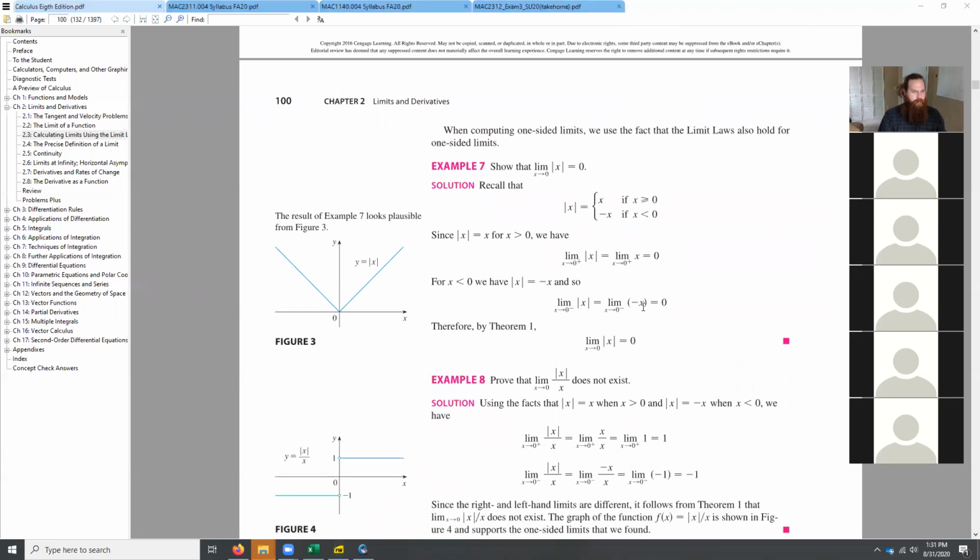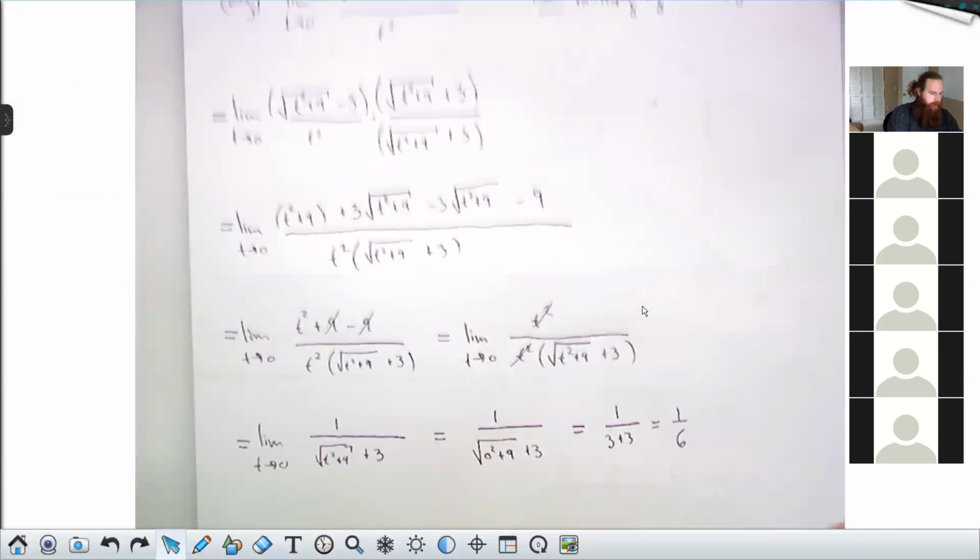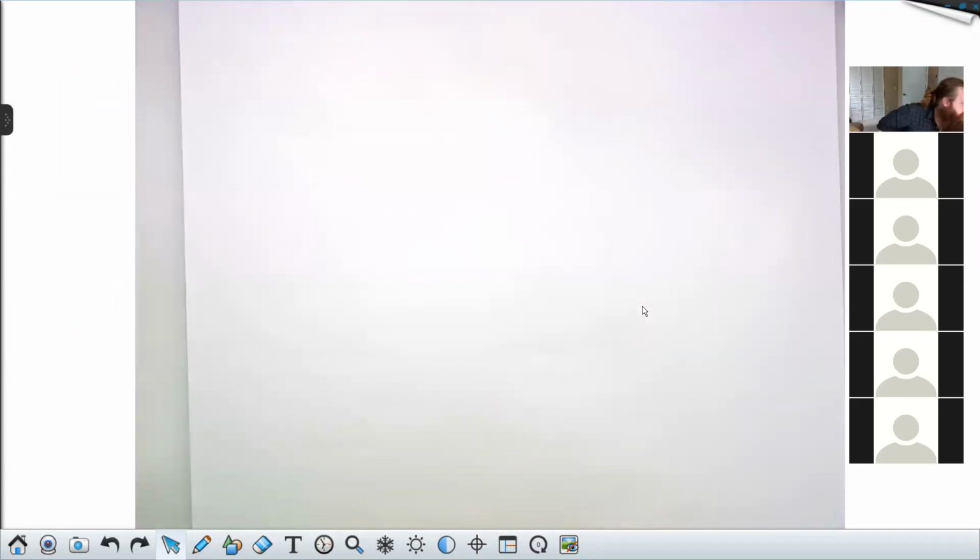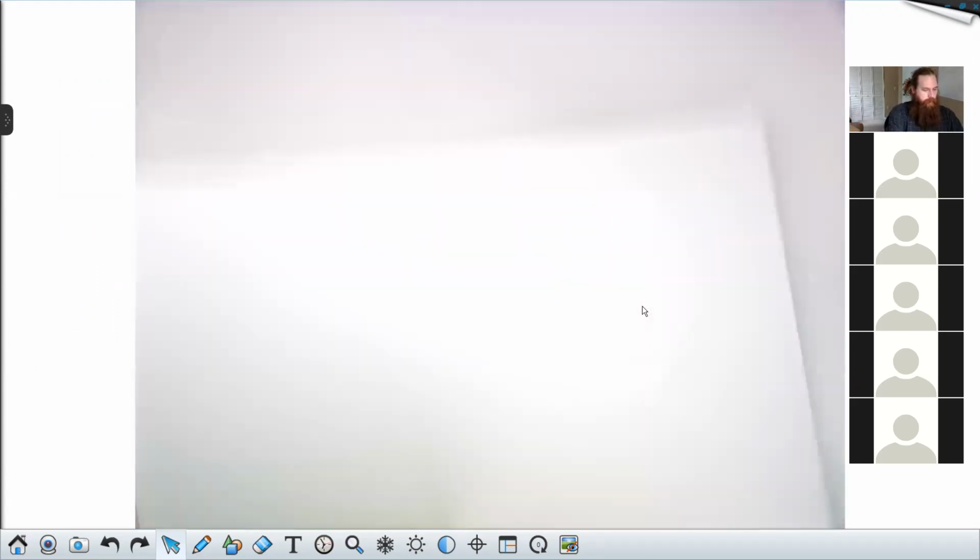Yeah, we can take a quick look at 7 and 8. A lot of people either haven't seen or haven't really internalized the definition of the absolute value function as a piecewise function until they get to Calc 1. So let's take a second to do this.